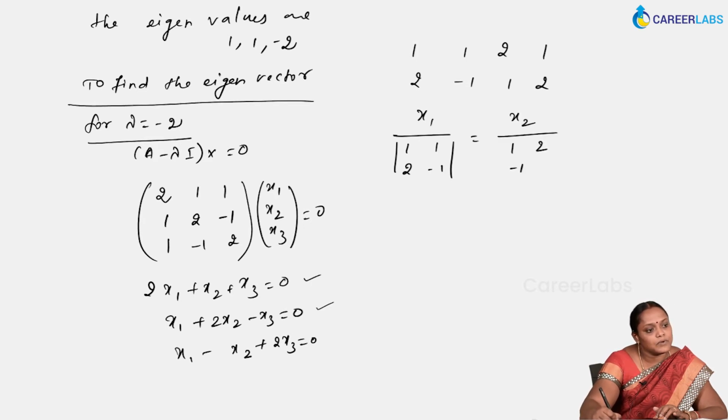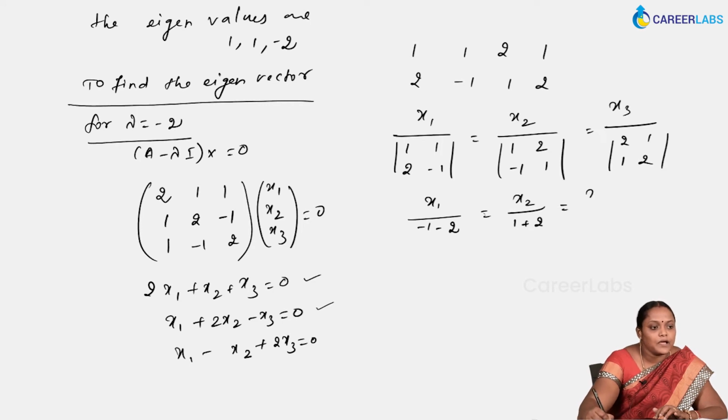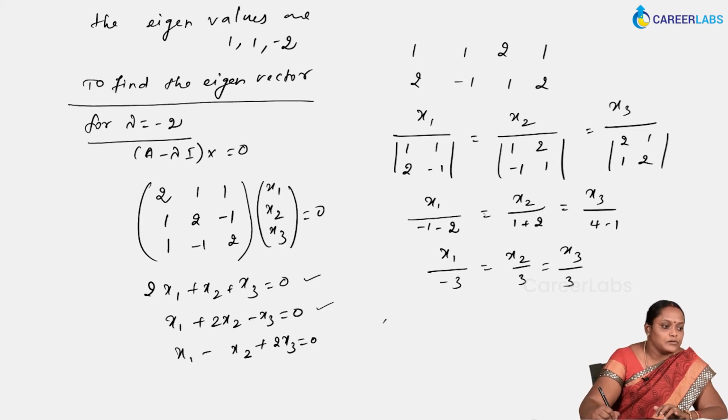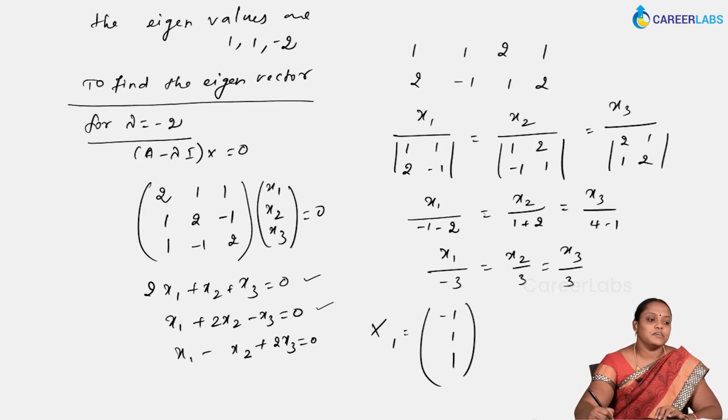x2 by the determinant of 1, 2, minus 1 and 1. This is equivalent to x3 by 2, 1, 1, 2. So here this is x1 by minus 1 minus 2, and here x2 by 1 plus 2, and x3 by 4 minus 1. So we have got x1 by minus 3, x2 by 3 and x3 by 3. Therefore, the first vector x1 is minus 1, 1, 1, a scalar multiple of 3. Dividing this by 3, we got the value of x1 as minus 1, 1 and 1.